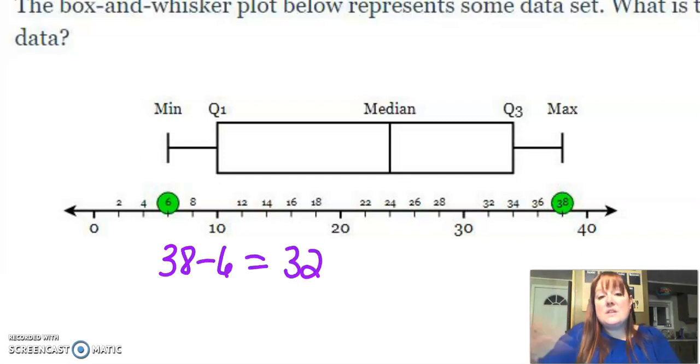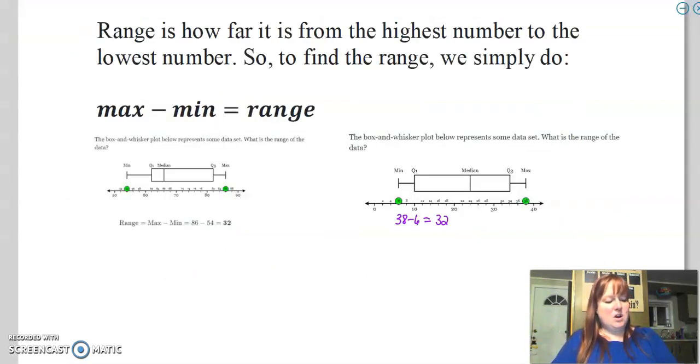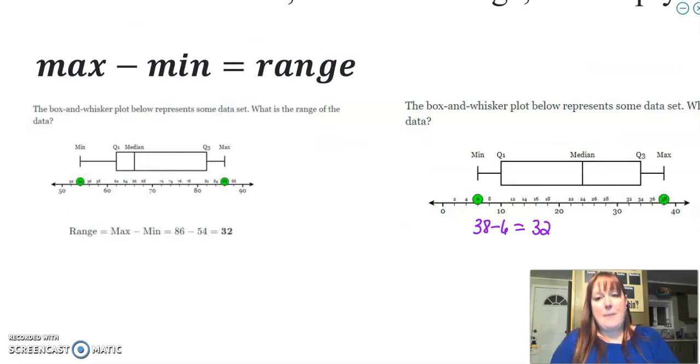So the range for this one is also 32, which is interesting because these box plots aren't really that similar, right? They happen to have the same range, but it's interesting that they look so different. But basically what we're saying is from this minimum to this maximum is 32, and from this minimum to this maximum is also 32.